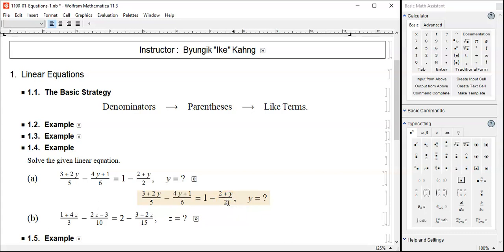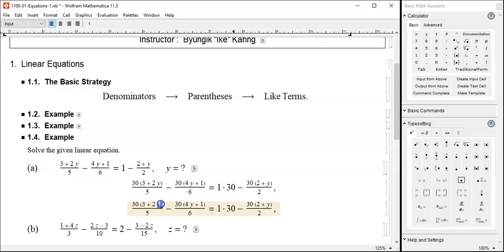The least common multiple of the denominators, or the LCD, least common denominator. In this case, it will be 30. So multiply 30 to each fraction, and we have to multiply it to each term, so don't forget to multiply 30 to this 1 as well. Okay, the first step is done, and let's simplify this.